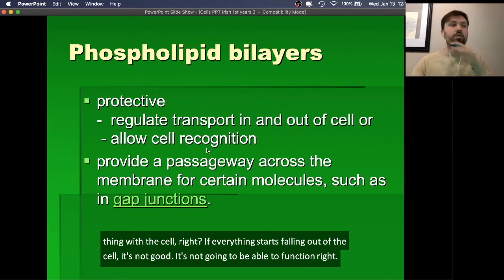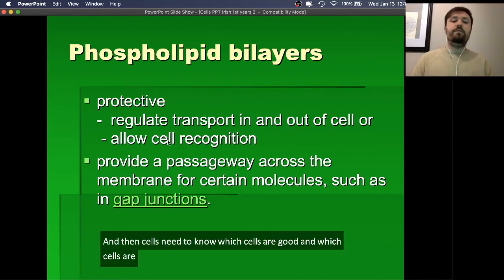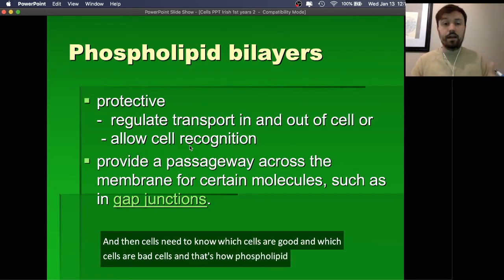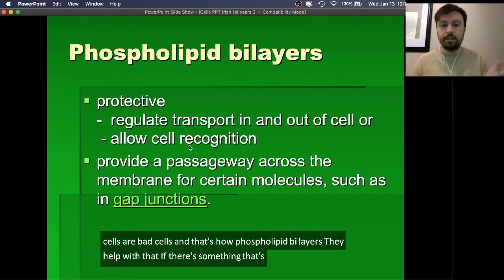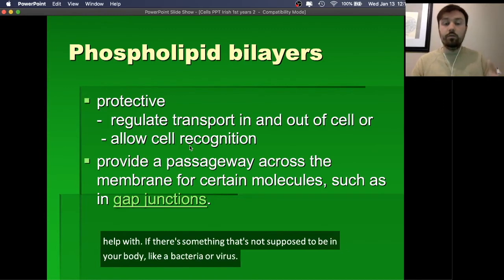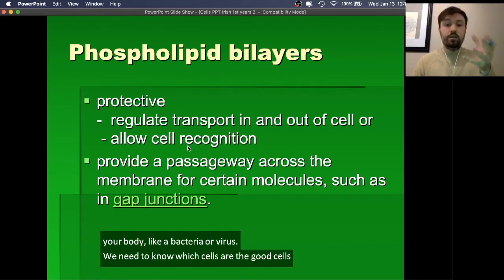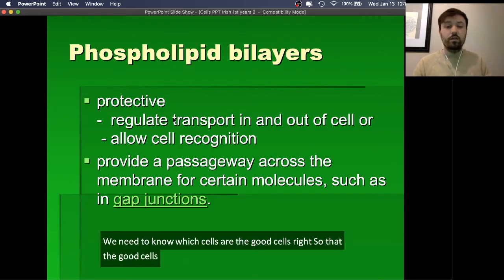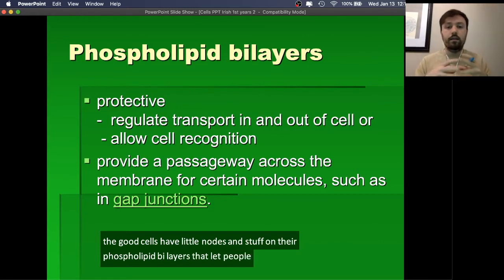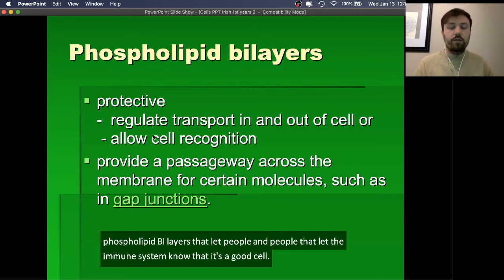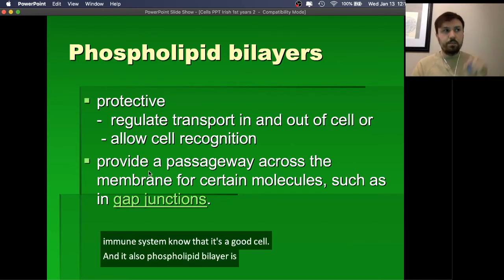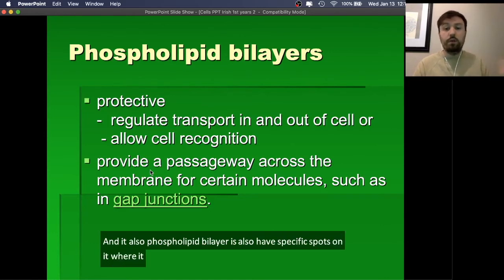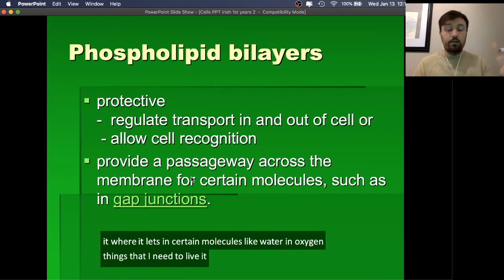And then cells need to know which cells are good and which cells are bad, and phospholipid bilayers help with that. If there's something that's not supposed to be in your body, like a bacteria or a virus, we need to know which cells are the good cells, right? So the good cells have little nodes and stuff on their phospholipid bilayers that let your immune system know that it's a good cell. Phospholipid bilayers also have specific spots on them where they let in certain molecules like water and oxygen, things that the cell needs to live. It lets those molecules in, okay?